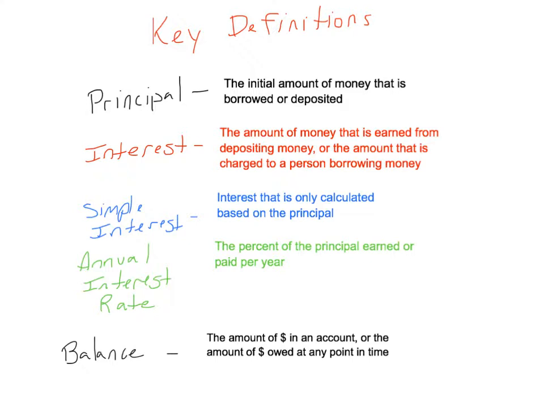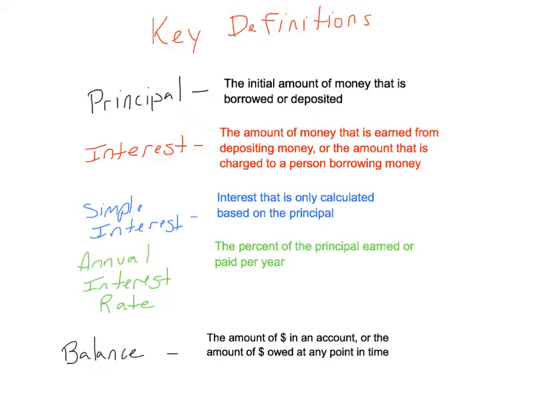Simple interest is interest that is only calculated based on the principal. So a savings account that has simple interest is basically going to give you a little bit of money to keep your money with them, based on the amount of money that you have in there. Annual interest rate is just the percent of the principal earned or paid per year. Again, it's a rate, so it's a percent.